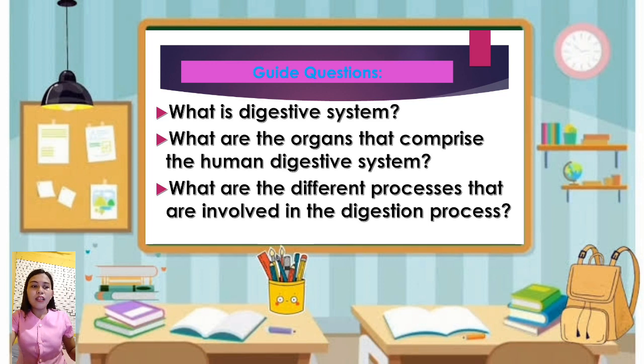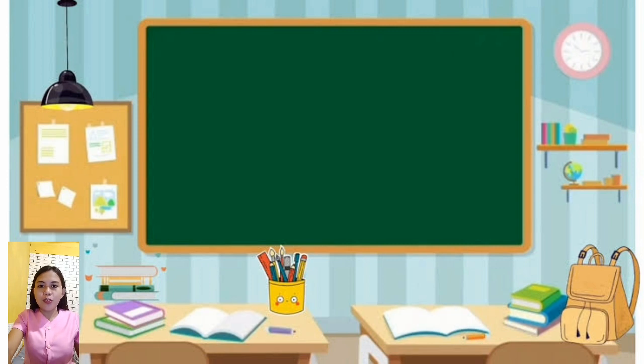Number 3, what are the different processes that are involved in the digestion process? The 5 major processes of the digestive system are ingestion, digestion, absorption, assimilation, and excretion or elimination. Very good, you are really listening. Okay, let's have our discussion proper.